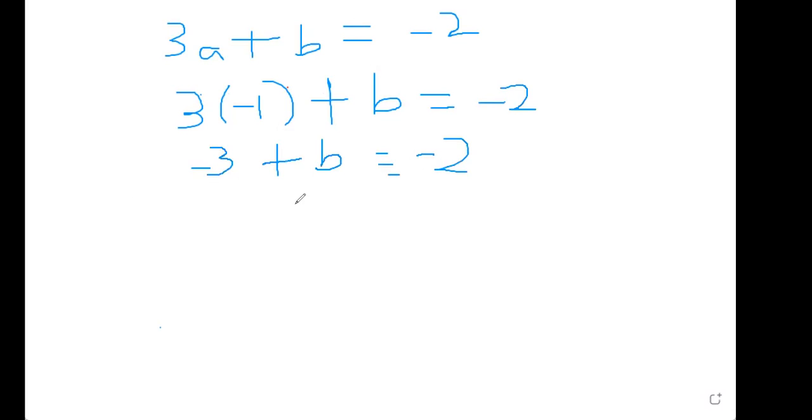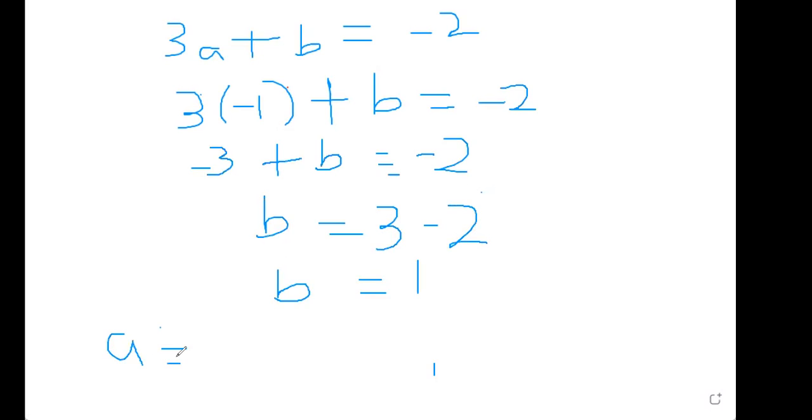Minus 1. So solve for B now with this equation. So it becomes B equals to what? Minus 3 goes to the other side, it becomes a positive, right? Yeah. So 3 minus 2 equals to what? To 1. So what is your B now? 1. So our A equals what? Minus 1. And B equals what? Plus 1. So that's how to solve for equations.